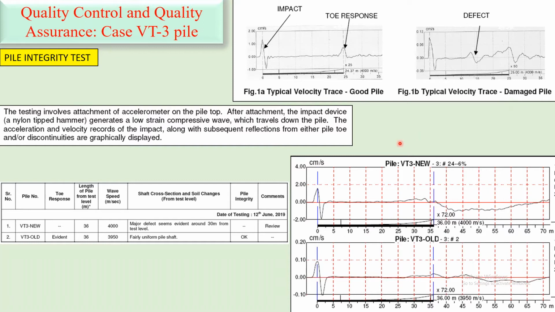In this case, VT3, we had VT3 new as well as VT3 old. Two pile tests were done. In the case of VT3 new, we found that we had this kind of trace rather than this kind of sharp trace. And for VT3 old, there was no trace present. Though this kind of sharp trace was not there, still somehow it was interpreted as fairly uniform, so okay integrity. But this should be completely put under unacceptable, because this doesn't happen. A major defect was evident around the 30 meter level in VT3.